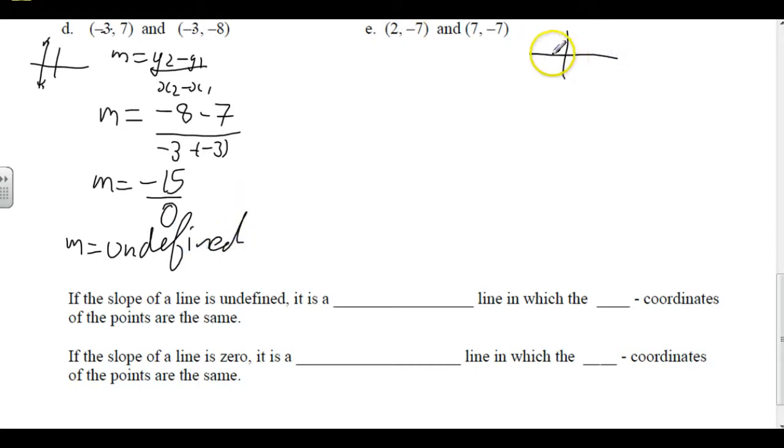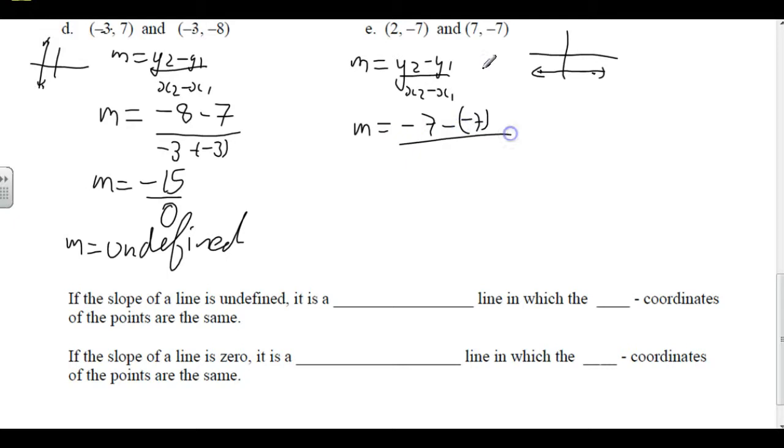Here, what do we have? 2, negative 7, 7, negative 7. That's a horizontal line. So again, does the formula match with our, I want to say geographic, but that's not geographic, geometric interpretation of slope? Okay, y2, so we've got negative 7 minus negative 7 over 7 minus 2. Negative 7 plus 7 is 0 over 5, and so the slope is 0.